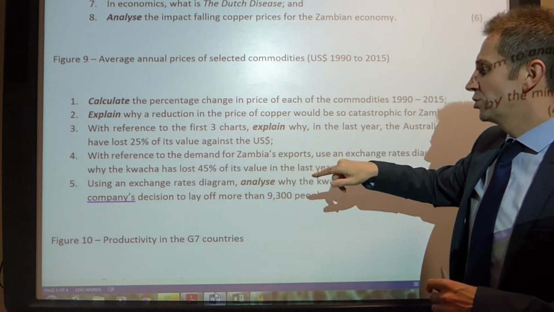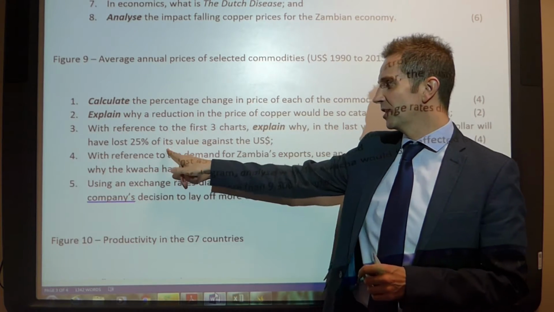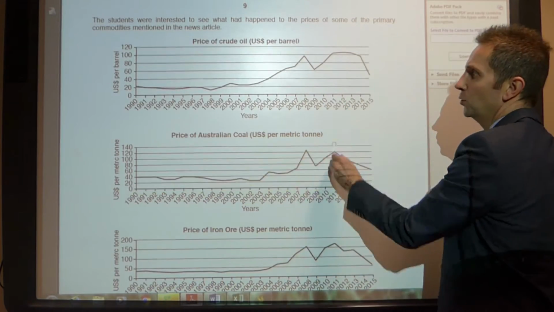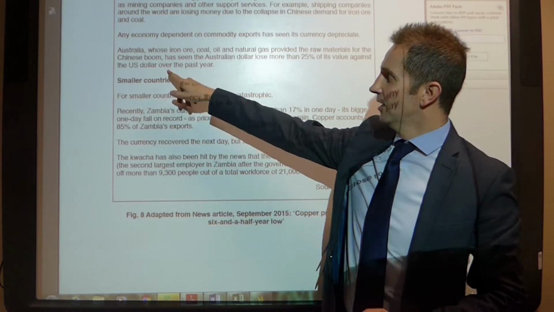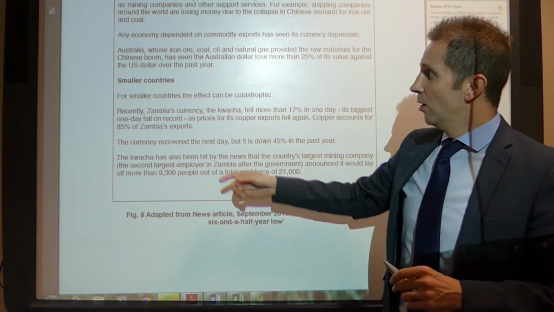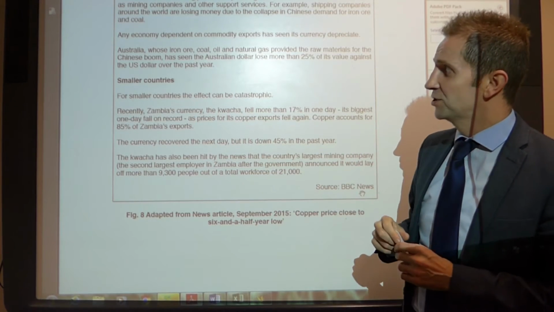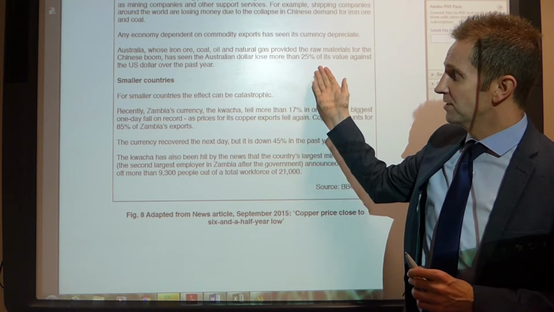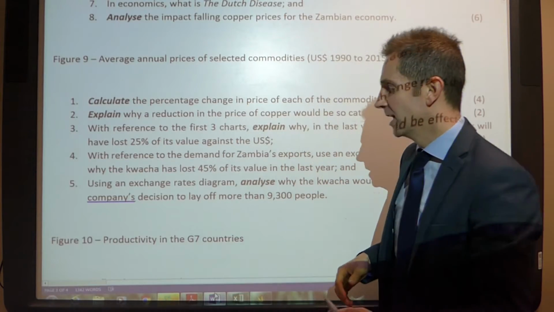With reference to the first 3 charts, explain why in the last year the Australian dollar will have lost 25% of its value against the US dollar, and that relates specifically to figure 8 where it actually references that here. It says any economy dependent on commodity exports has seen its currency depreciate. Australia, whose iron ore, coal, oil and natural gas provided the raw materials for the Chinese boom, has seen the Australian dollar lose more than 25% of its value against the US dollar over the past year. And what might be the reasons for that? So that's where we're getting that question from.